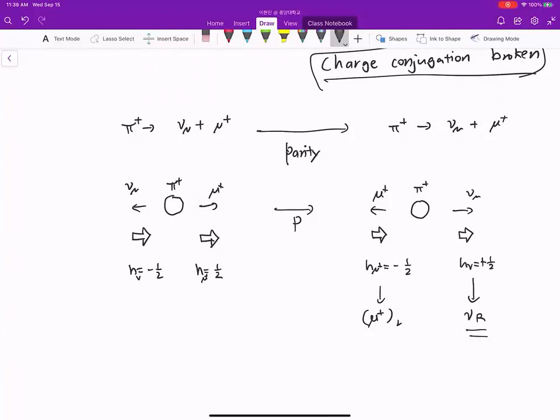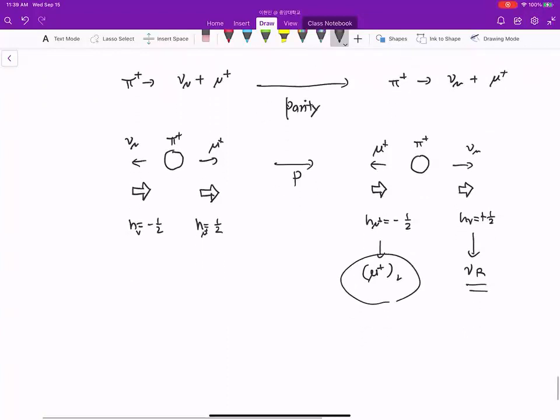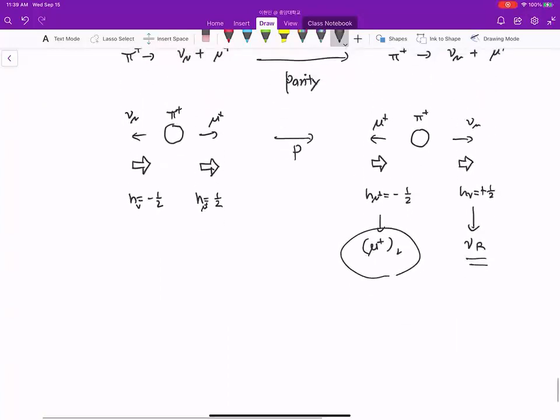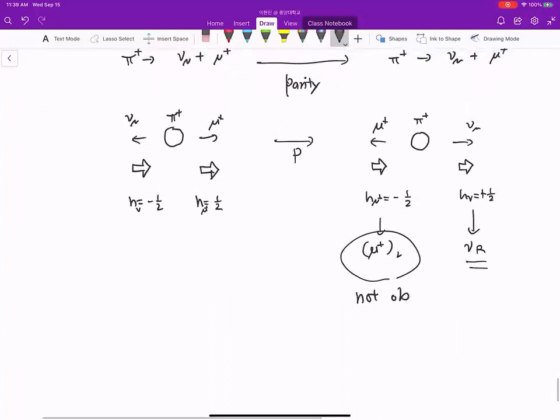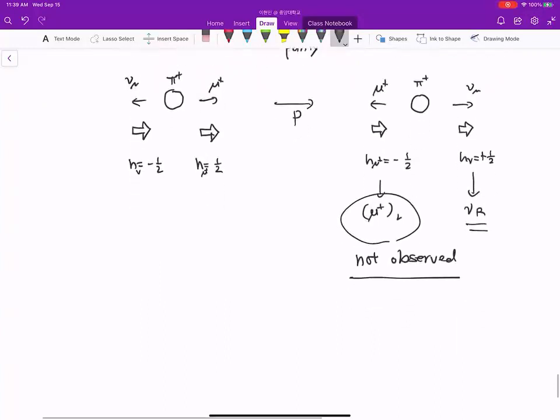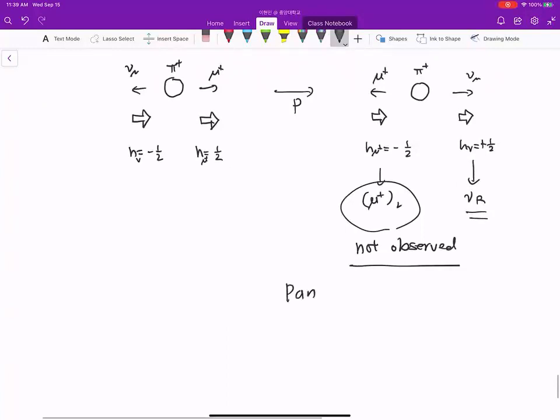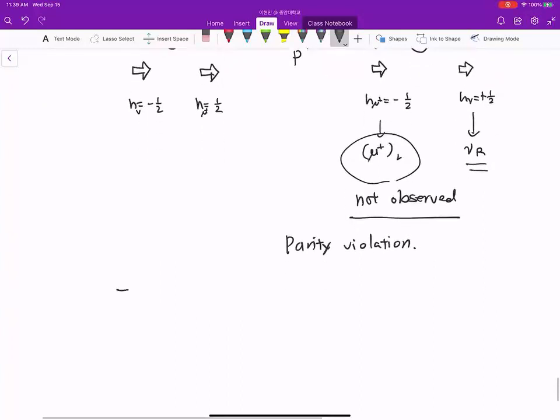So this left-handed anti-muon is not observed. Because of that, parity is also violated. So the bottom line is the decay rate. We call it the decay rate in particle physics.